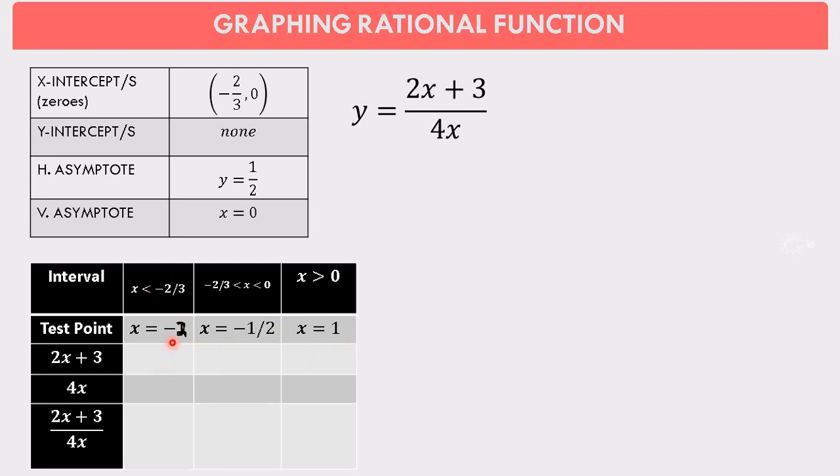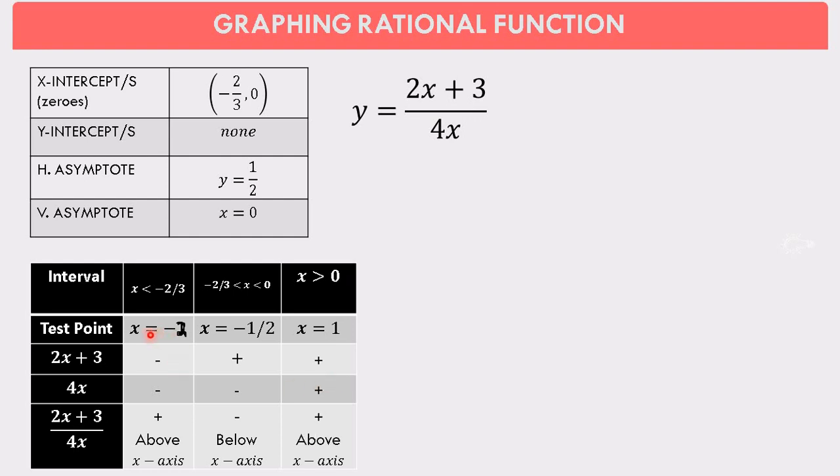So now let's check. Negative 2 times 2, negative 4 plus 3 is negative 1. Negative 1/2 times 2, negative 1 plus 3 is 2, so positive. And 2 times 1, 2 plus 3 is 5, so positive. Next, 4x. Negative 2 times 4, negative 8, negative. Negative 1/2 times 4, negative 2, so negative. And 1 times 4 is 4, positive. Now multiply. Negative times negative is positive. Positive times negative, negative. Positive times positive, positive.